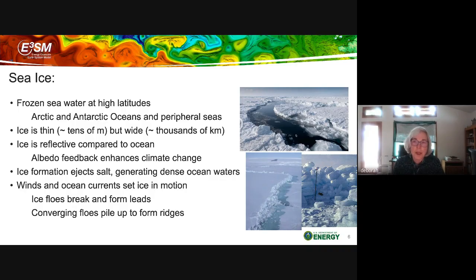If conditions then shift, that ice gets crushed, and you wind up with these features called ridges, where the new ice that formed in these leads piles up on the surface. And so that's a mechanism that allows more ice per unit area than you would have just under equilibrium conditions. So at equilibrium, you would have ice 3 or 4 meters thick, but some of these ridges can be 30 meters, say.